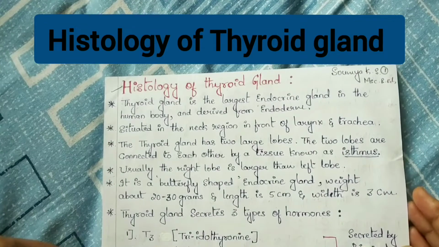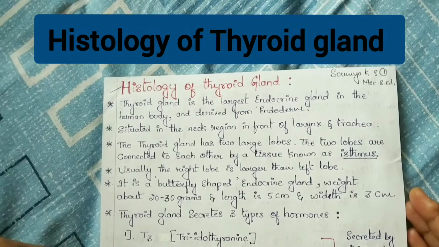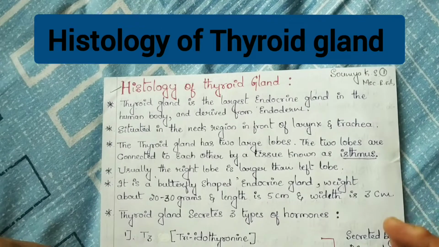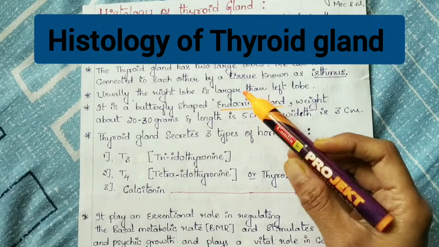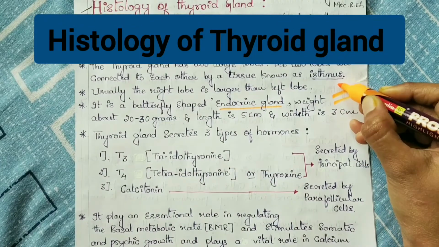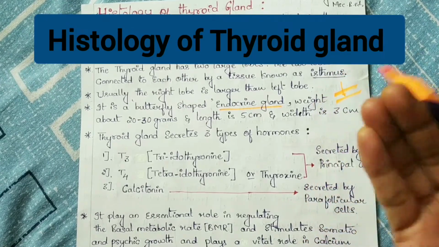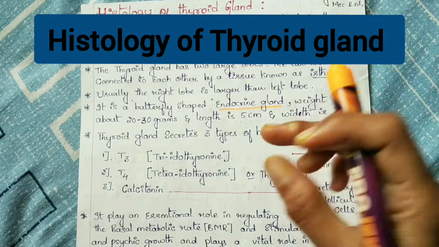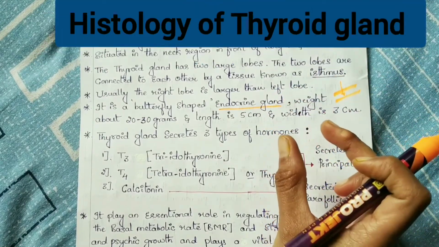This thyroid gland is a butterfly shaped endocrine gland. Since the thyroid gland is an endocrine gland, its secretions, like hormones, are directly released into the bloodstream. Coming to the weight, it is about 20 to 30 grams, and the length is just 5 centimeters, and width is 3 centimeters.